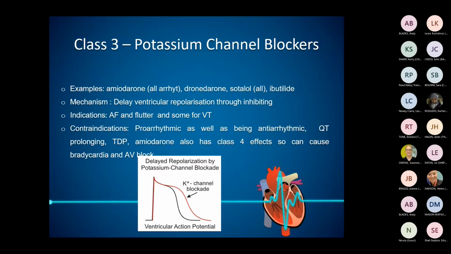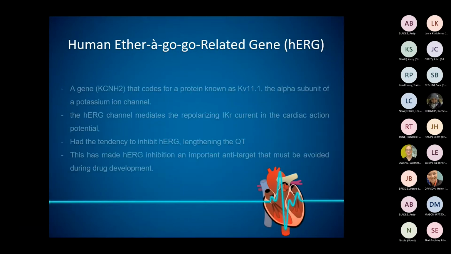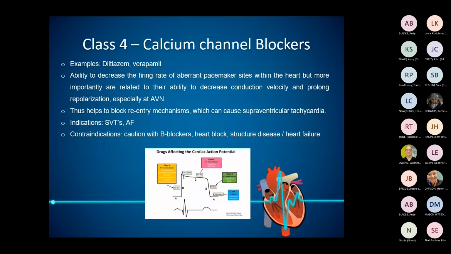And that supplements our last class. I'll come back to this. Class 4 calcium channel blockers very much decrease heart rate, because they block a lot of activity at the AV node, which is the gatekeeper to the heart. And generally speaking, again, they are quite potent.